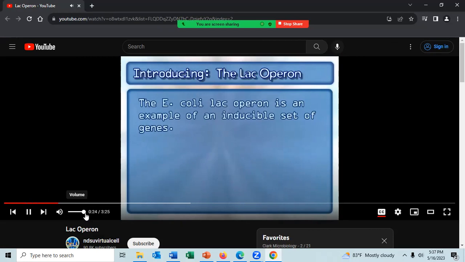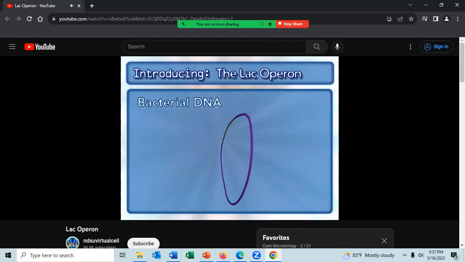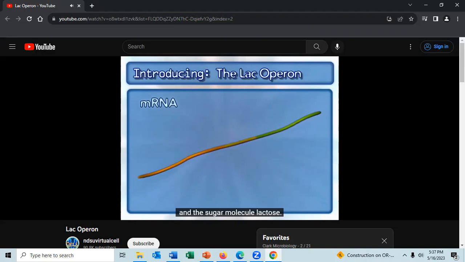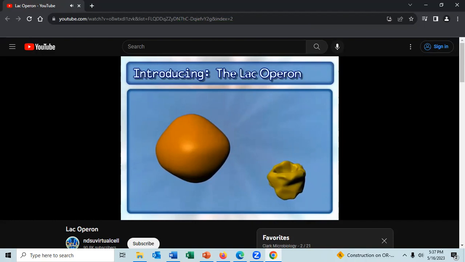The E. coli lac operon is an example of an inducible set of genes. These genes are responsible for the breakdown of lactose into sugars used for cellular metabolism. This inducible system also involves bacterial DNA, a repressor, mRNA, and the sugar molecule lactose. This animation will only focus on two of the three proteins encoded by the lac operon, beta-galactosidase and permease.